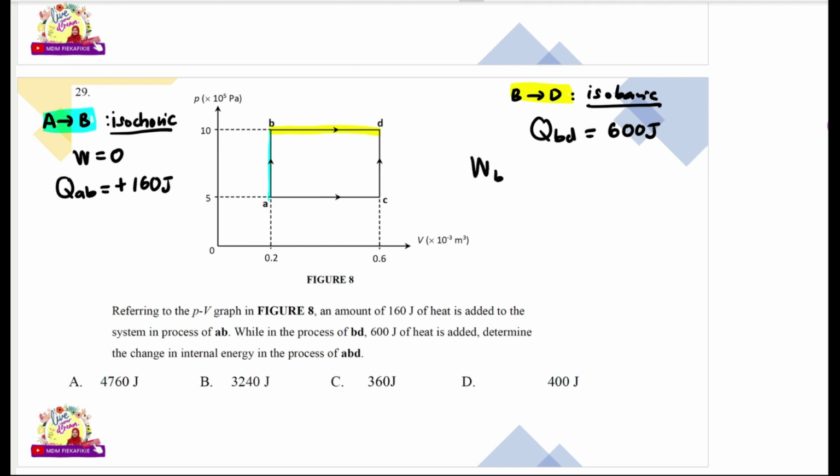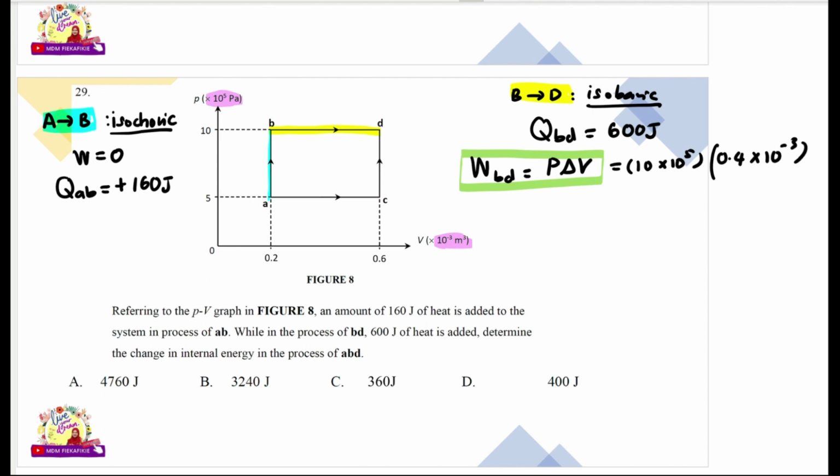Where WBD is equal to P delta V. Okay, you need to use this equation. Okay, so you can find P, but dah bagi 10 power of 5. Exponent ni jangan tertinggal dalam equation, dalam calculation. Okay, and delta V dia adalah 0.6 tolak 0.2, saya terus tulislah 0.4, times 10 power of negative 3. So W ini awak kira, WBD ni saya dapat 400. Is it 400 joule? Okay.